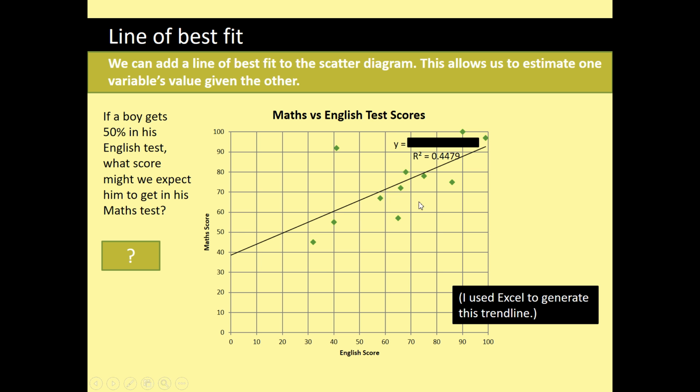It takes into account this outlier here, this person who got a low English score but a really high maths score. So because of that, we'd normally expect our line to go up more through the middle and ignore that point as an outlier. But using this line, we can still say, if a boy gets 50% in his English test, what score might you expect him to get in his maths test? So we go up to 50 on the English, and then we read across. It's somewhere around 65 to 67. Because the line isn't drawn perfectly, those bits are roughly on the lines. Now, this is the last bit that we're going to look at today.